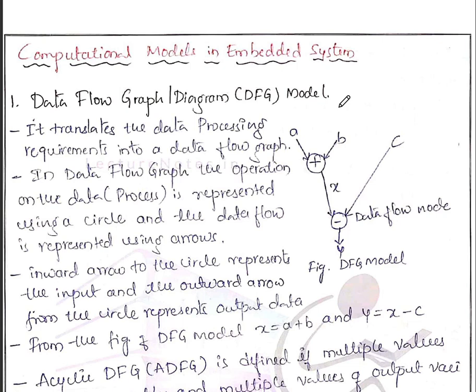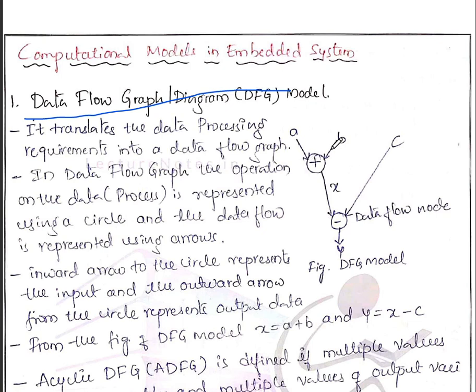So now we'll discuss about the computational models in embedded system. First one is data flow diagram or DFG model, in which you can see A and B are inputs to the addition block, as well as the output of the addition block X is given as input to the subtraction block, and it also has another input C, and the final output is Y. So the data flow graph operates based on the data or process and is represented as a circle.